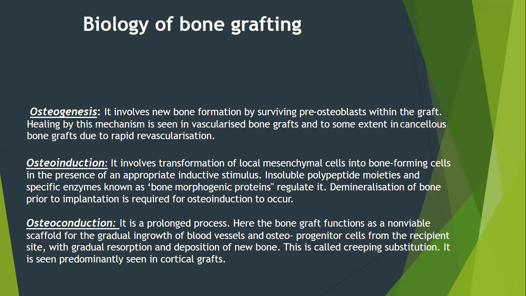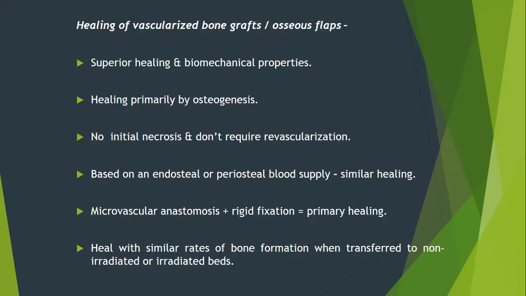Osteoconduction is a prolonged procedure. Here, the bone graft functions as a non-viable scaffold for the gradual ingrowth of blood vessels and osteoprogenitor cells from the recipient site with gradual resorption and deposition of new bone. This is called creeping substitution. It is predominantly seen in the cortical grafts.